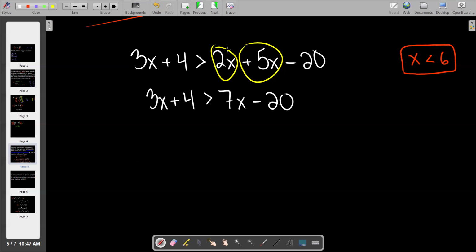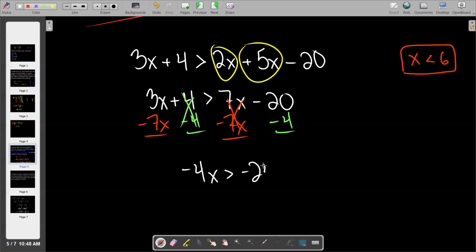So we get to what I have up on the board, and then from here I'm going to subtract my 7x across like this, because I like my x's on the left with inequalities. And then I'm also going to subtract the 4 from both sides, because if the variables went left, the numbers have to go right. So then I'm going to cancel, cancel, and I'm almost there. Negative 4x is greater than negative 24. I'm going to divide by negative 4, and we made it. X is less than 6, lo and behold.